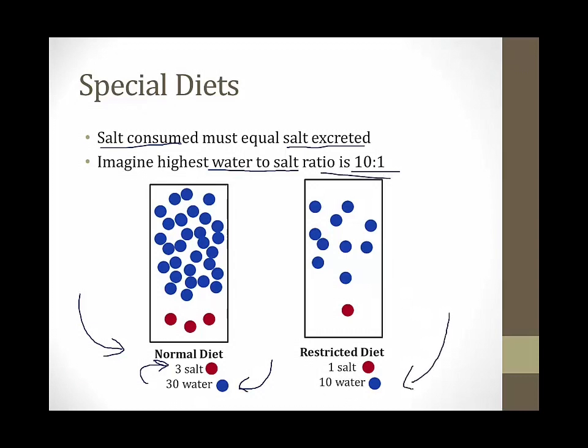In a patient on a restricted diet who only consumes 1 unit of salt, they can only excrete 10 units of water. In other words, the water excretion is being limited by the tiny amount of salt in their diet. And this occurs because the kidneys must excrete some salt with water. So if you consume very, very little salt, that can limit the amount of water that you can excrete, and thus you can develop hyponatremia.